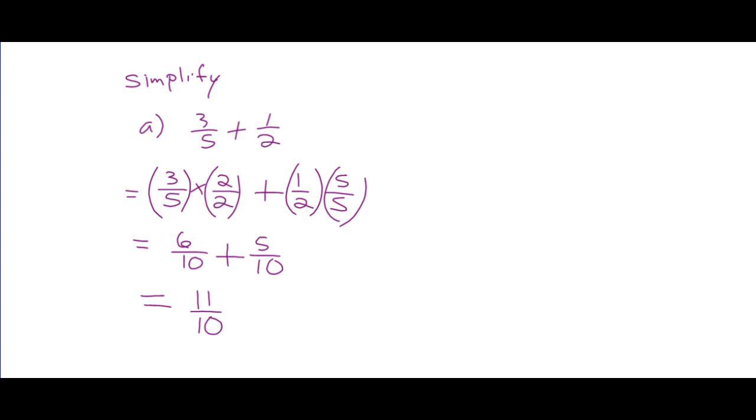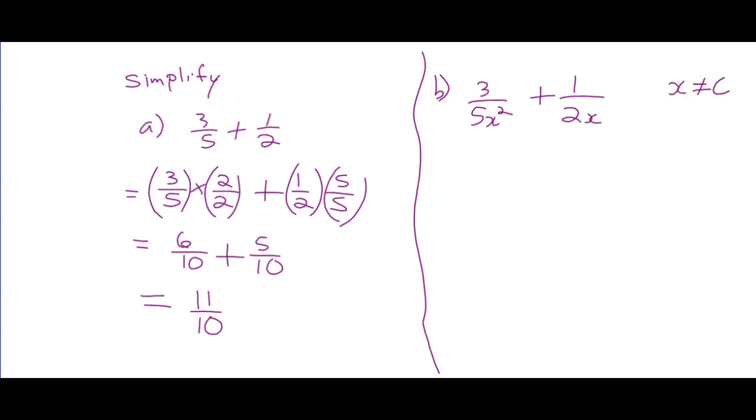Okay, so we do basically kind of the same thing. Let's say I want to do this: 3 over 5x squared plus 1 over 2x. So first thing, was there anything to factor? No. Nothing to factor, so we go to step 2. What are the restrictions? Okay, so x cannot equal 0.